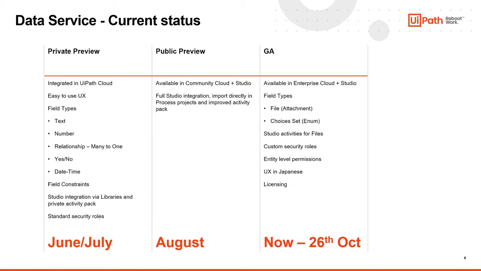So now we are closer to GA. GA is essentially next Monday, the upcoming Monday. What does GA mean? That it will be available in the Enterprise Cloud and Enterprise Studio as well, as we are introducing a bunch of new features. Some of these features will light up today itself. We are enabling them today, although the GA is on Monday, but the features will be enabled today.